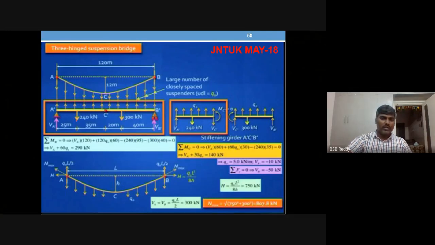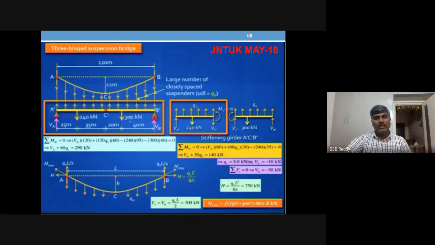You can see 240 kilonewtons on the girder at 25 meters from the left, and 300 kilonewtons now, instead of the 340 kilonewtons in the JNTUK 18 question paper. We have taken it at 40 meters from the right. So this is how the total problem is. The only change is the load, 300 kilonewtons instead of 340.